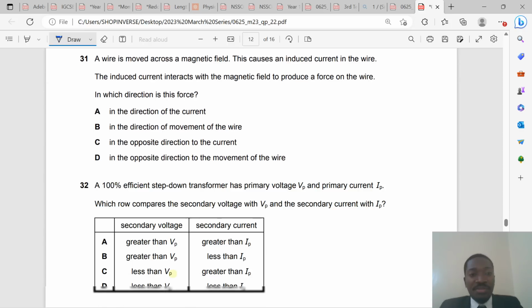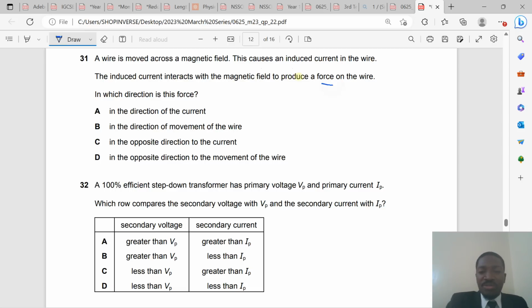Let's go to 31. A wire is moved across a magnetic field. This causes an induced current in the wire. The induced current interacts with the magnetic field to produce a force on the wire. In which direction is this force? A. In the direction of current. No. If a wire is moved across a magnetic field, this causes an induced current. The induced current interacts with the field and produces a force.